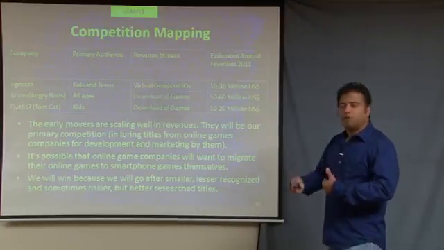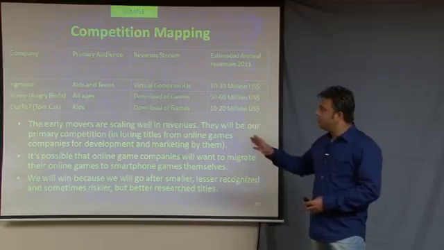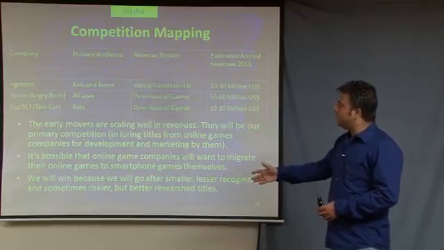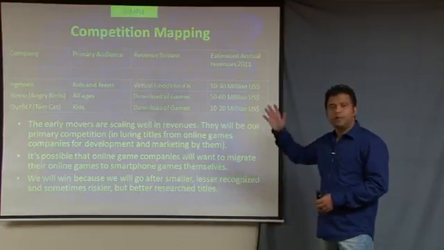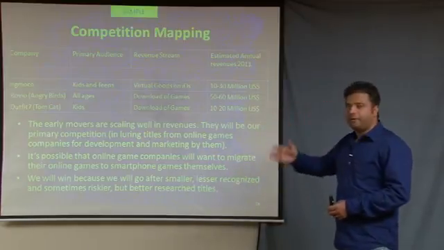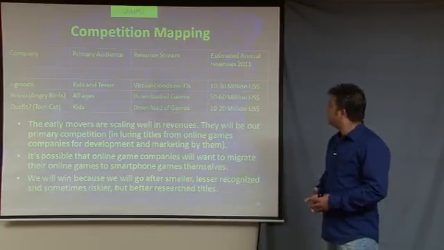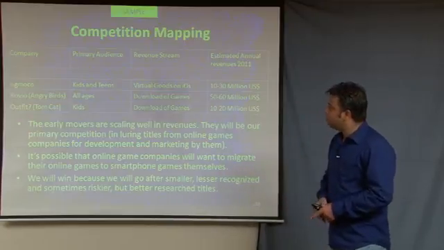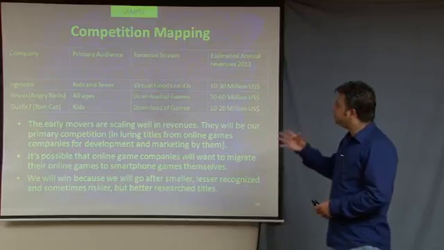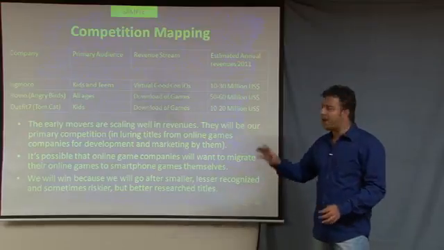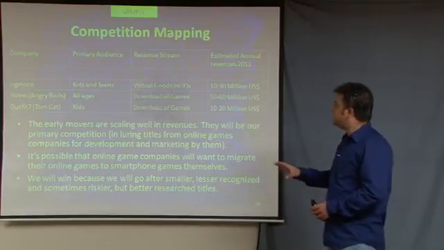Competition mapping, they've also identified who is a threat to them and who is their competition. So they've listed the company names, who is the primary audience for the competition, what's their revenue stream, and what was their estimated revenues in the year 2011. So NGMoco is the first competitor. The primary audience is kids and teens. So they make games and apps for only kids and teens.